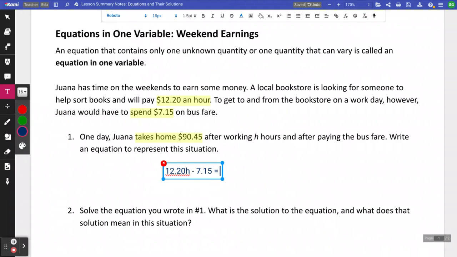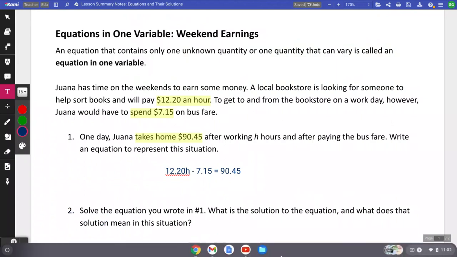And then we know that day she made a total of $90.45 after working those 8 hours and after paying that bus fare. So we get this equation here. If you didn't have this equation, that's okay. Hopefully it makes sense now. But if you didn't have this equation, go ahead, pause the video and see if you can try number 2 now that we've got an equation we're working with.